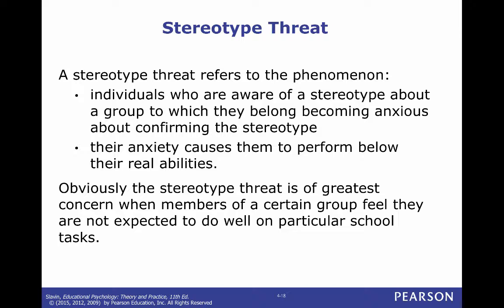So we have to look at something called the stereotype threat, and that really is a phenomenon in which individuals are aware of the stereotype, like I'm just a dumb Polak would be, because a long time ago, like not a long time ago, but in the 1940s and 50s, if you were Eastern European, you were thought of to be not very bright, so they scored less on those tests. So individuals who are aware of a stereotype about a group of which they belong become anxious about confirming that stereotype, and their anxiety causes them to perform below their ability levels. So we have to kind of work against those stereotypes and break those stereotypes.